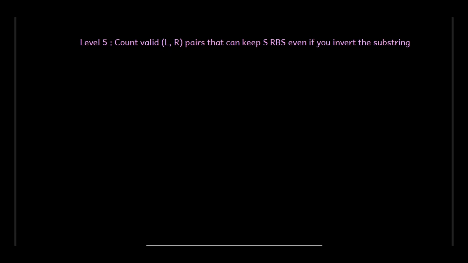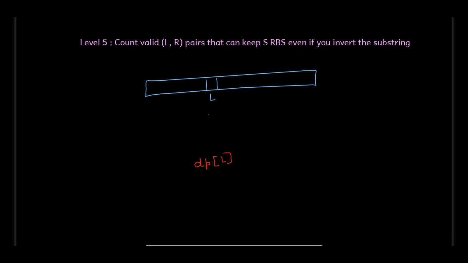How do you do this? Again, you can define your DP definition like so. You fix your index L and you say that DP of L would mean how many valid pairs exist such that their left endpoint is L. So this is classic contribution technique.